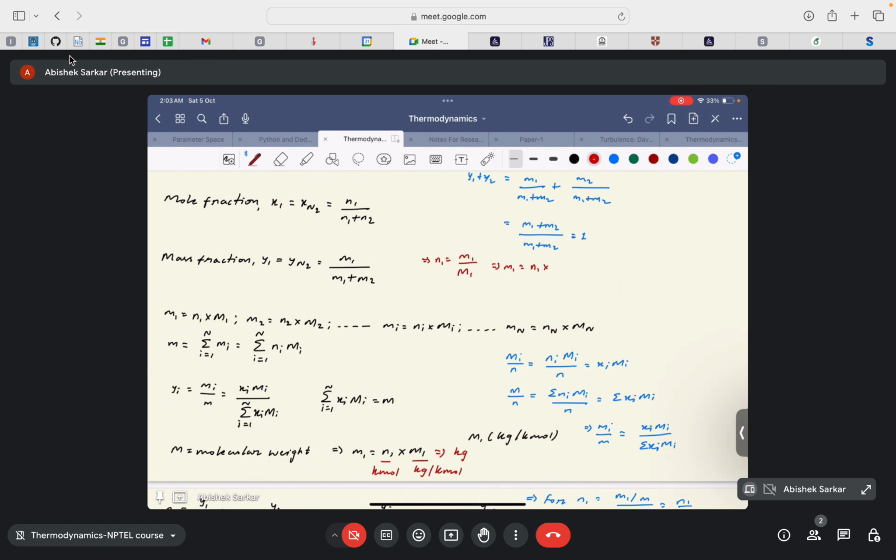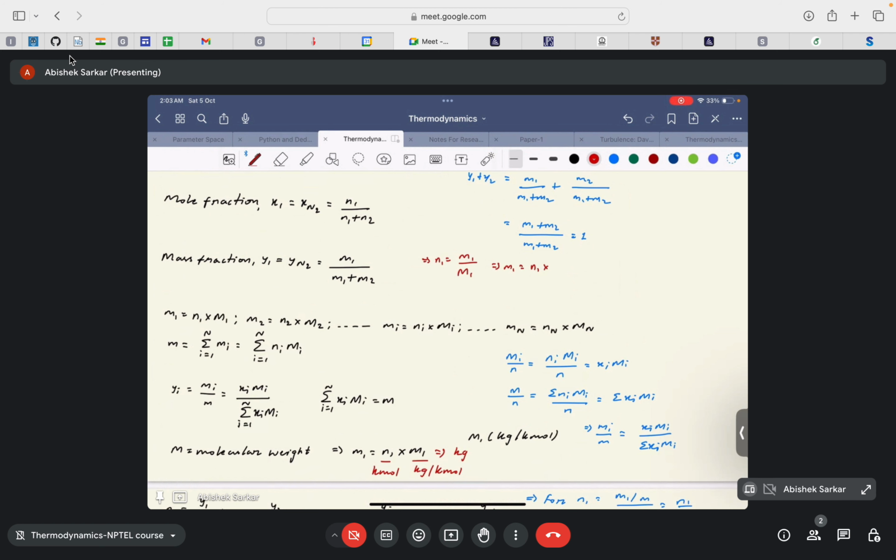The unit of number of moles is usually taken to be kilomole, and the unit of molecular mass is usually taken to be kg per kilomole. Then their product, kilomole into kg per kilomole, will give us a unit of mass, equal to kg. So it's a good practice.